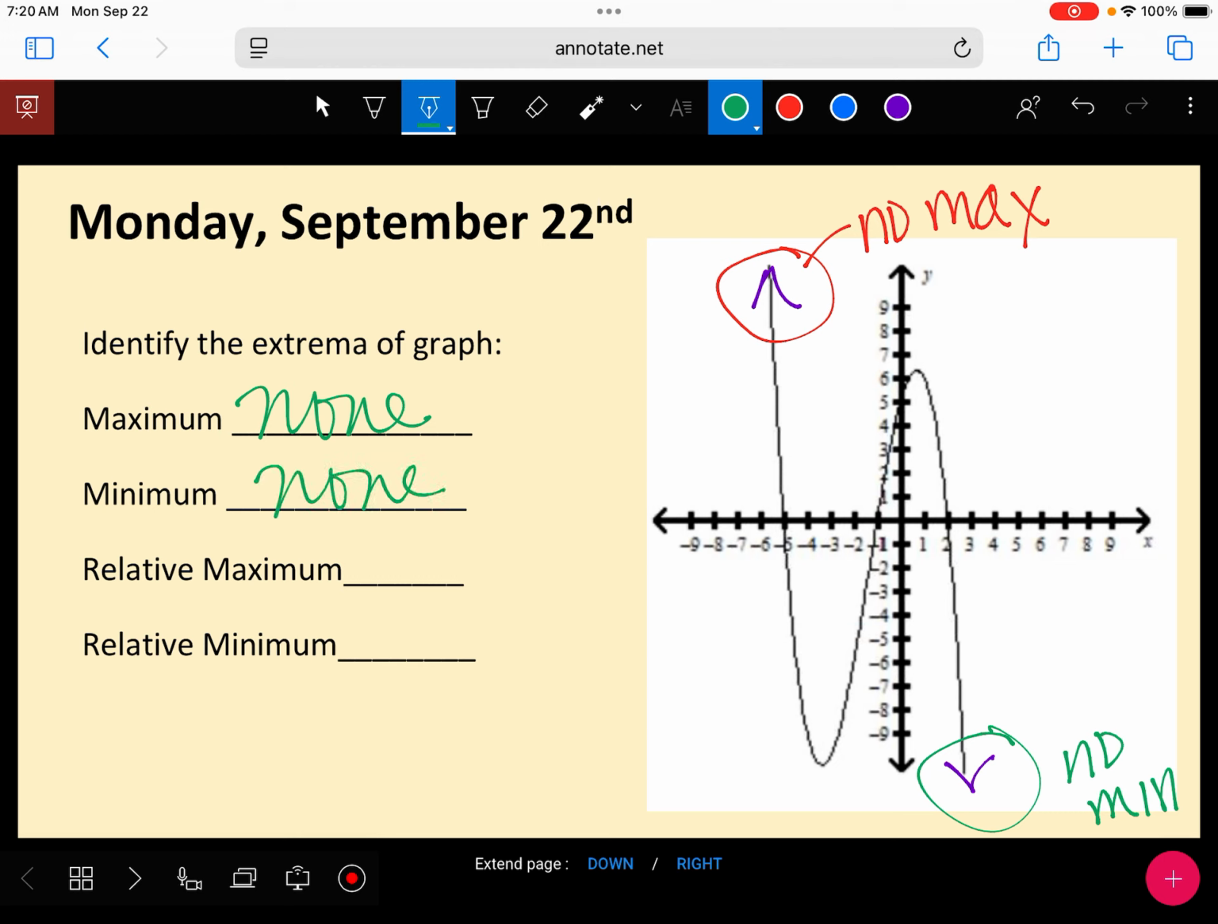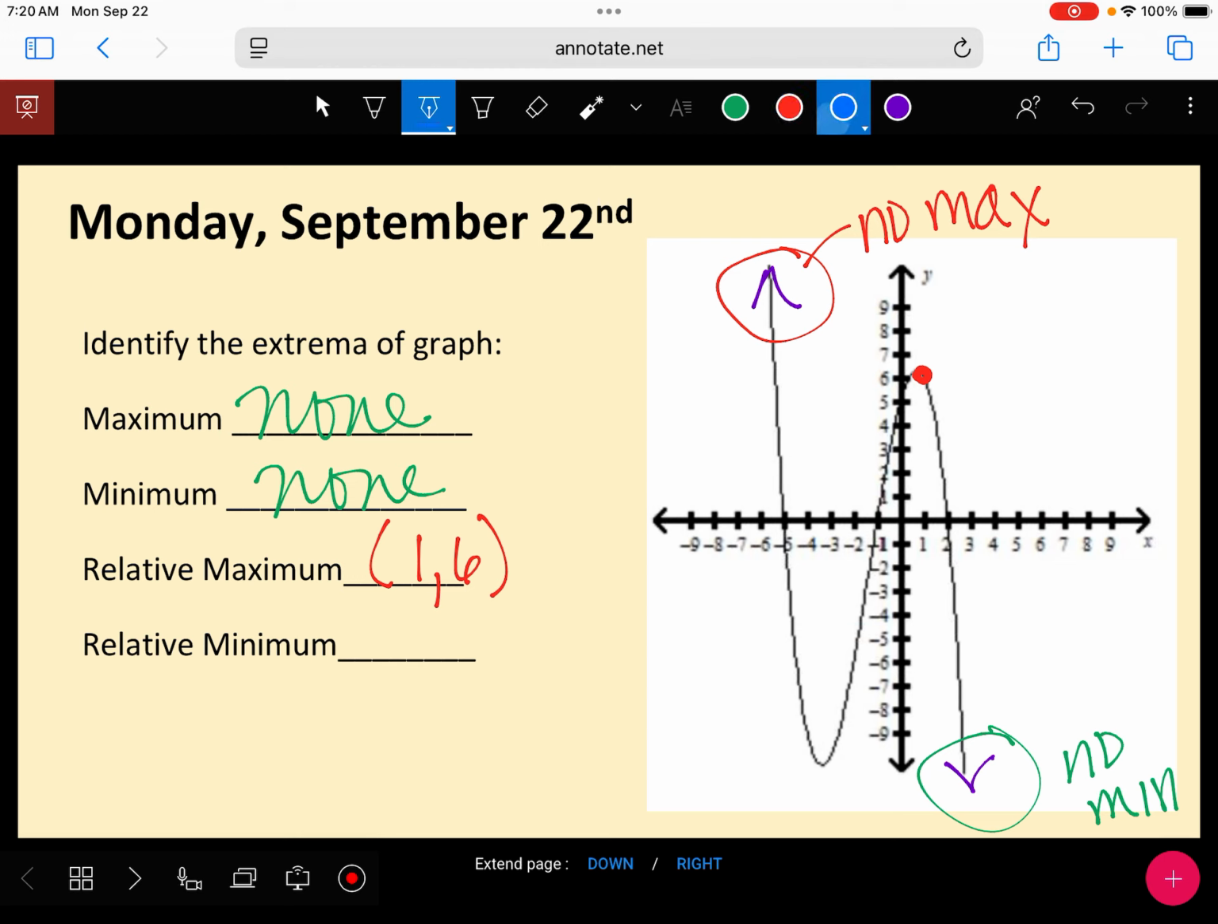All right, do we have a relative max? Is there a hilltop in there anywhere? Go ahead and name this point. Approximate that. It looks like it's about what, 1/6? A little bit higher, but we can round it.